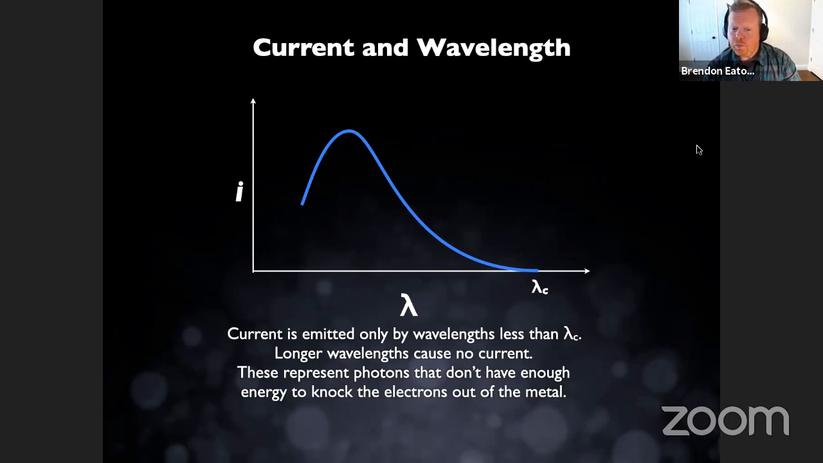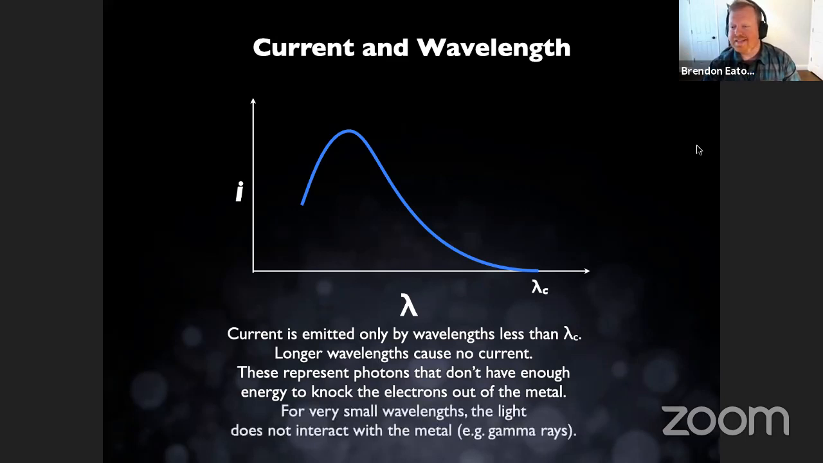So for very small wavelengths, the light is not going to interact with the metal. So pretty much anything up towards the upper end of our electromagnetic spectrum that we talked about, X-rays, gamma rays, so on and so forth.